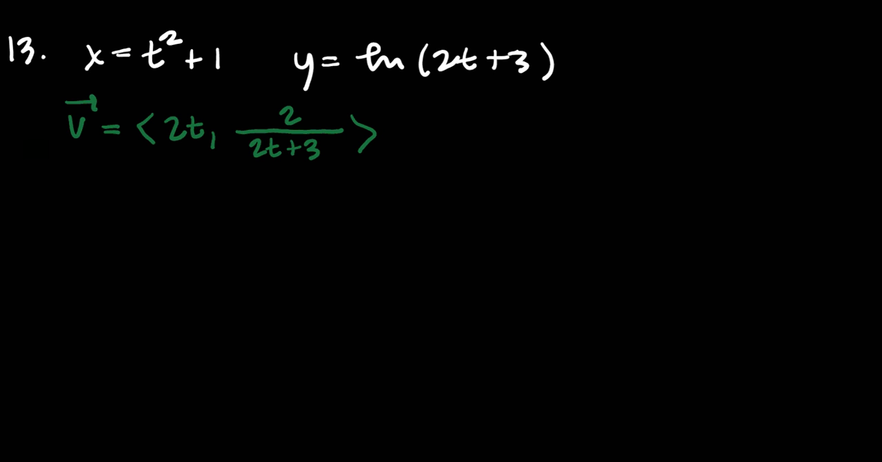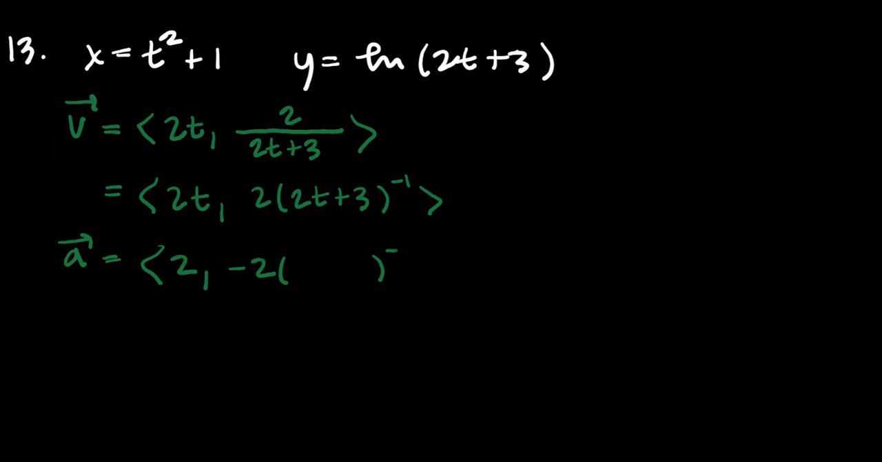Now I know I'm going to have to take the derivative again, so I'm going to write this as 2 times 2t plus 3 to the negative first power. So I can use the power rule and then eventually the chain rule. We just want the acceleration vector, and that's going to be 2 and negative 2 times that thing to the negative second power times the derivative of that thing, so times another 2. And that'll be good enough for us, right? We just want an expression for the acceleration.